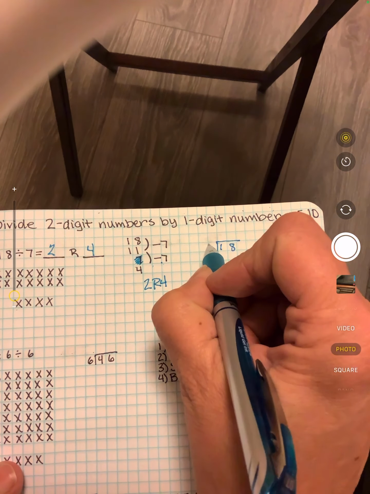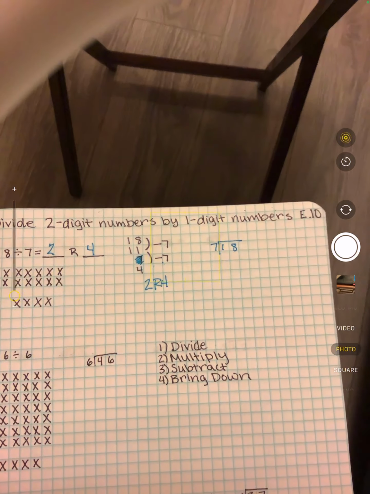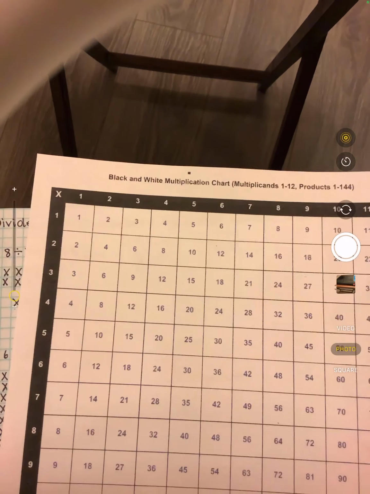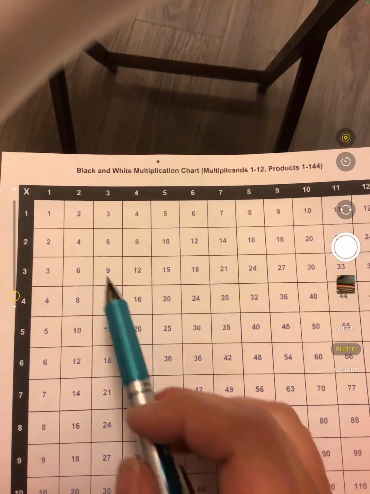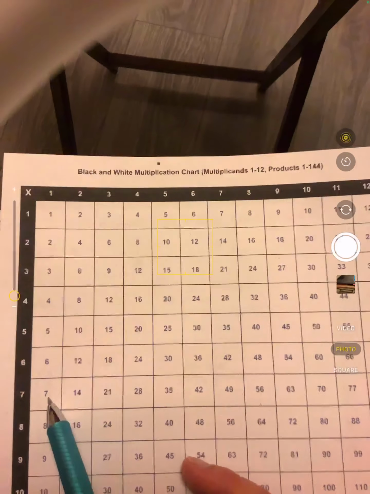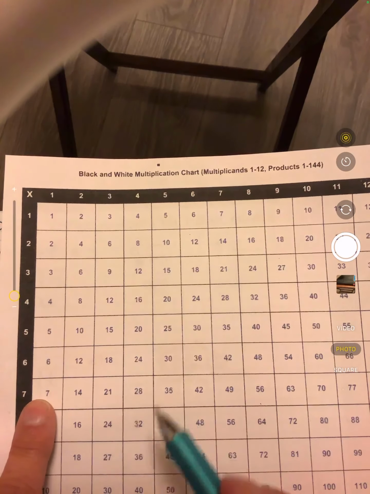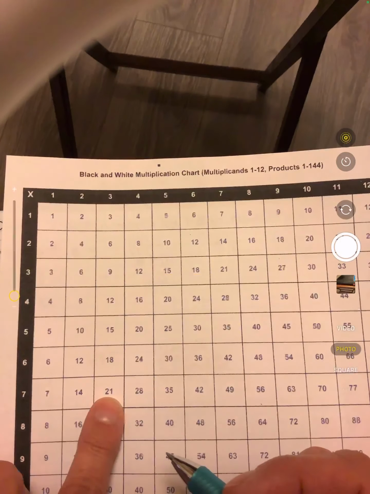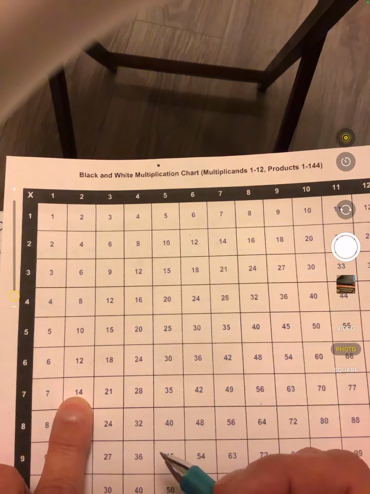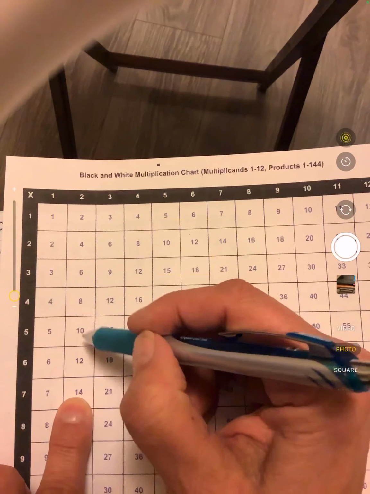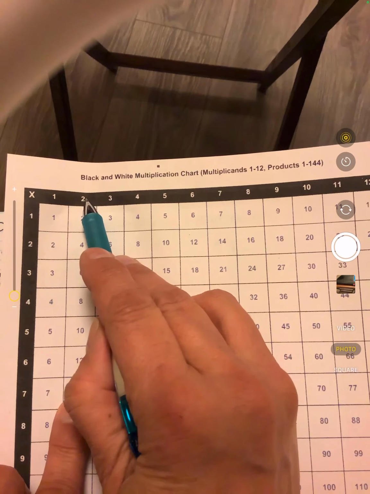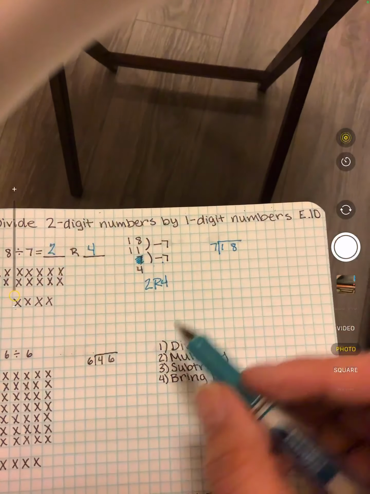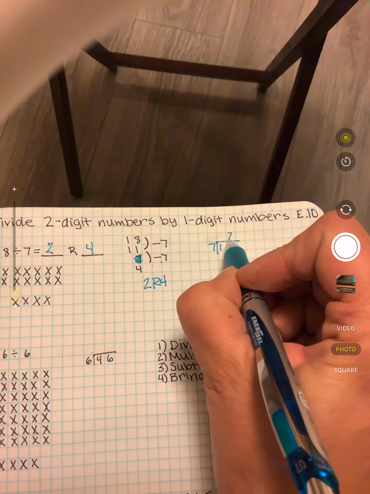18 divided by 7, okay? Now I'm going to show you how to use a multiplication chart real quick to help you divide, okay? So we're dividing by 7. We're going to go as close to 18 as we can without going over 18. 21 is too high, so we have to come back to the 14. I go all the way up, and it tells me 7 will go in there 2 times. So I put my 2 above the 8.